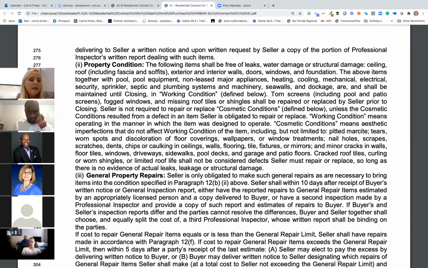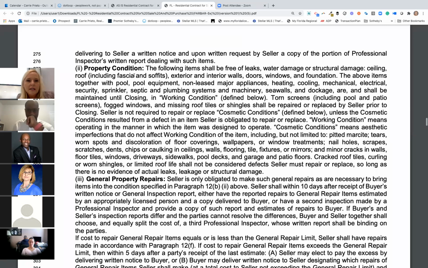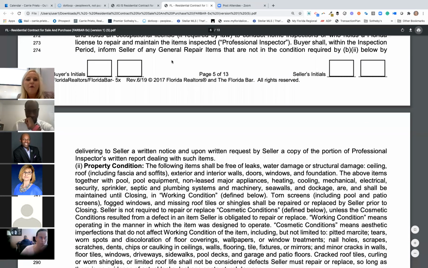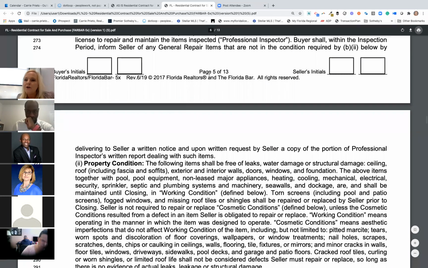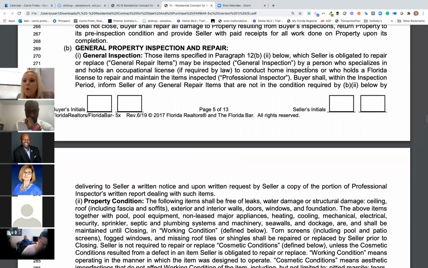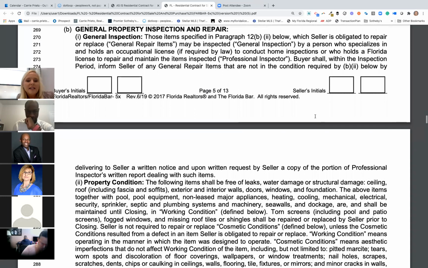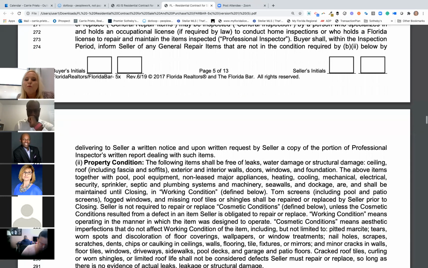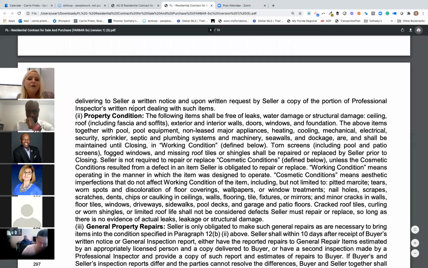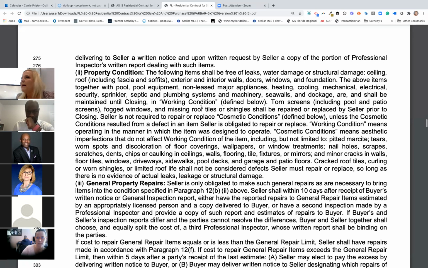So to your point, Dexter, it starts here. I'm on the residential contract, line 274 or 273. Buyer shall, within the inspection period, inform the seller of any general repair items that are not in the condition required by delivering the seller written notice. Upon written request by seller, a copy of the portion of the professional inspector's written report dealing with such items. So notice it doesn't say the whole thing. And then it says, this is the best part, guys.